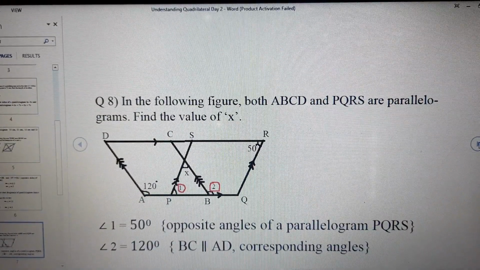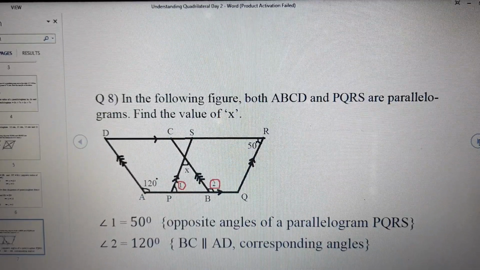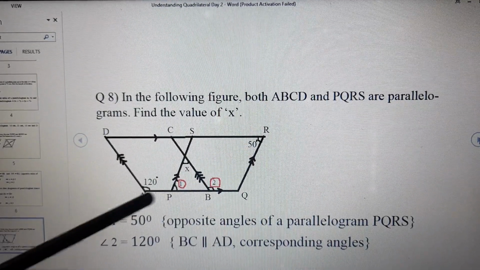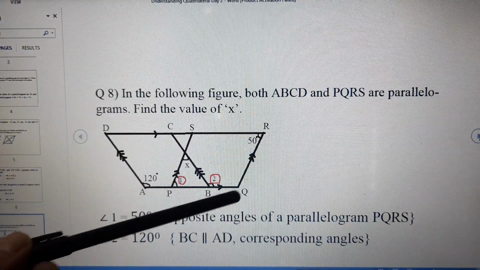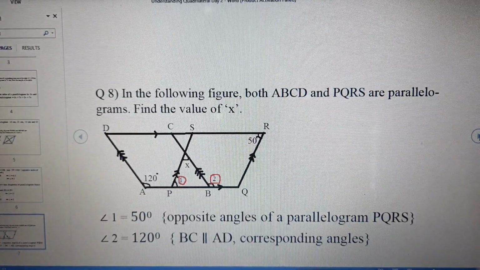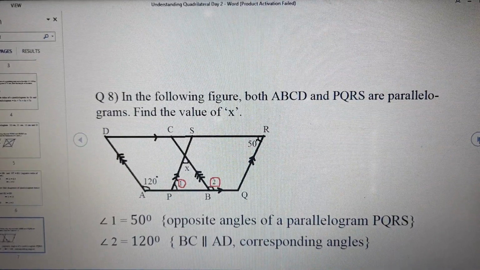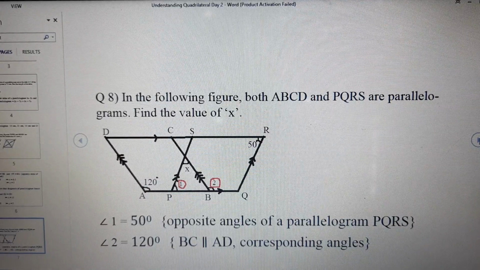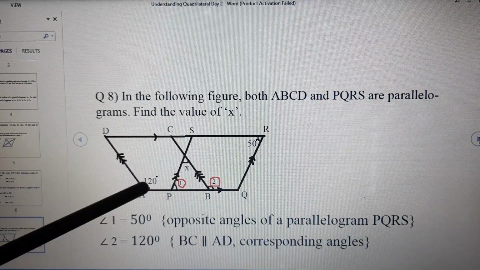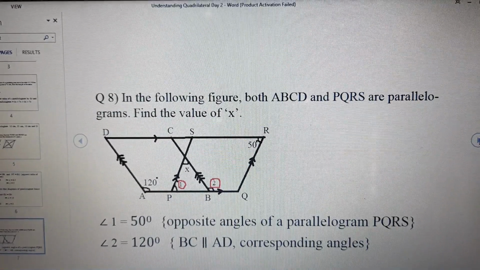Moving on to the next question, it says that we have two parallelograms over here. ABCD is a parallelogram and PQRS is a parallelogram. There is some overlapping in that. Fine. Now what are we supposed to do? Nothing else has been given. We are supposed to find out value of x. They have just given this angle as 120 degree and this angle as 50 degree.